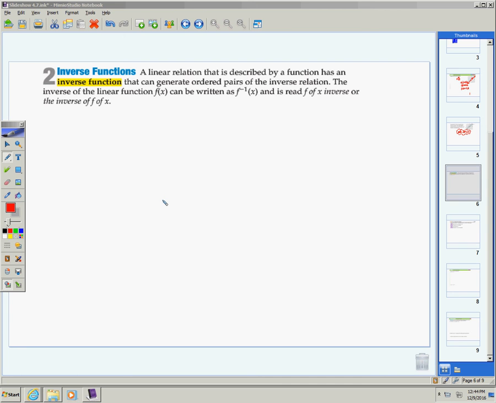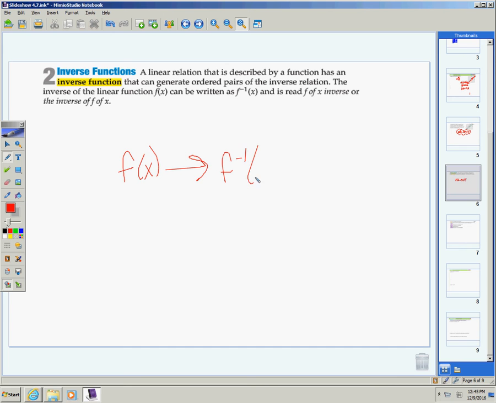We're going to talk about inverse functions. And inverse functions, it's the same idea, we're just replacing y with x. So let's think, if I had the normal function f of x, if I wanted to find the inverse of it, I would write this as f of x inverse, or the inverse of f of x. Here's how you read this. You do not say f to the negative first of x. It's the inverse of f of x, or f of x inverse.